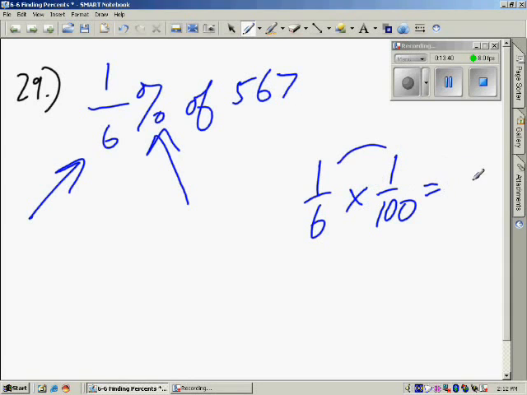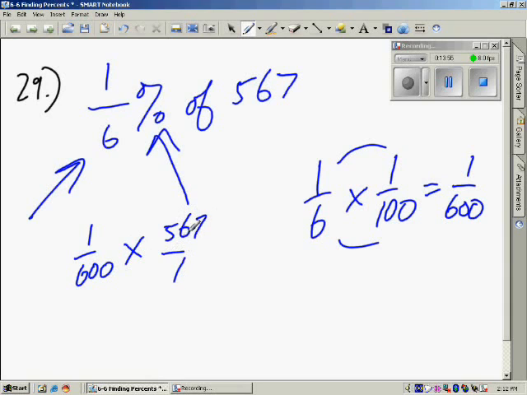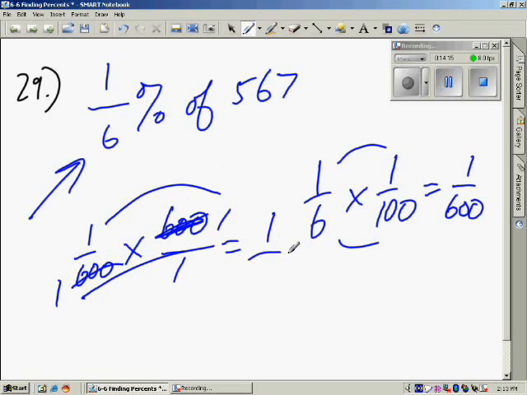What do you get? 1 times 1 is 1, and 6 times 100 is 600. So you're basically looking at 1/600th of 567 over 1. Now we're looking for estimations though, so what's 567 closest to? 600. So let's just estimate that to be 600. Now you got 1 over 600 times 600 over 1. Simplify. Divide both by 600. You get 1 on each one. So 1 times 1 is 1, 1 times 1 is 1, and 1 over 1 is 1. Okay, so your answer is 1.